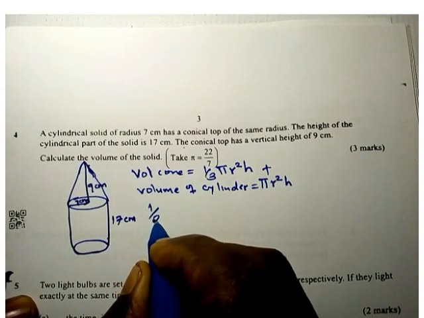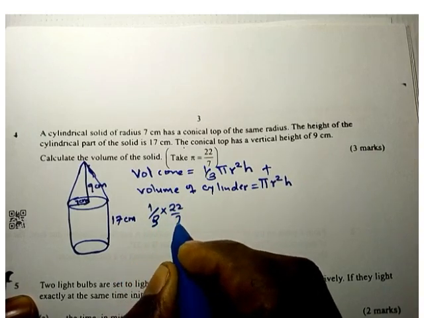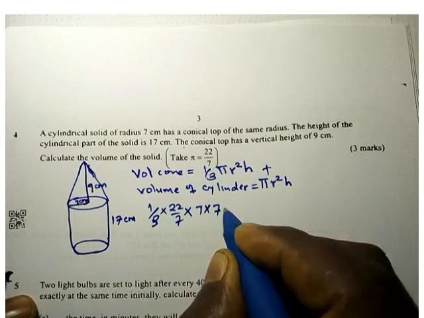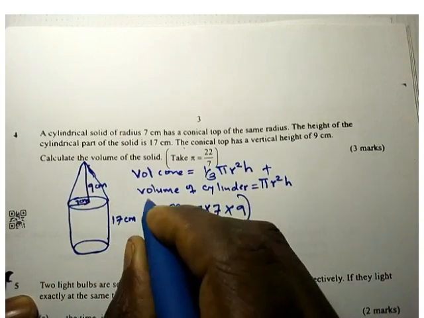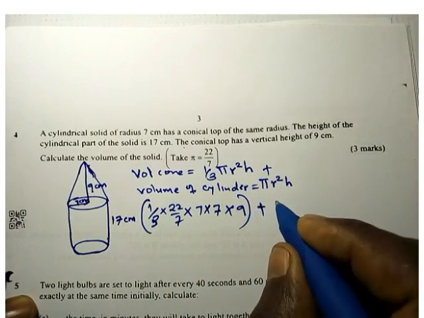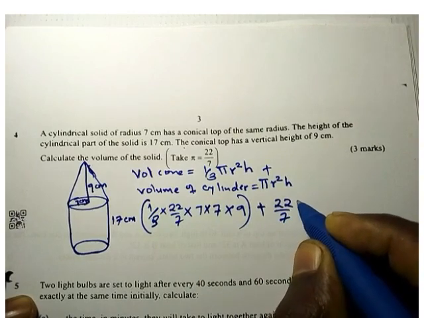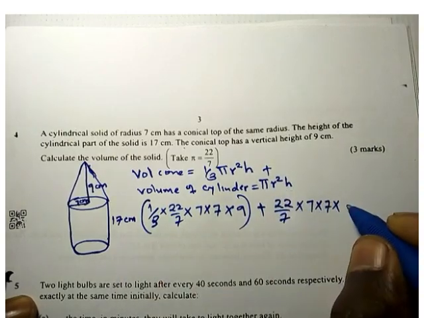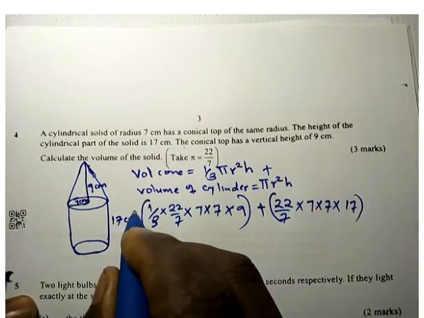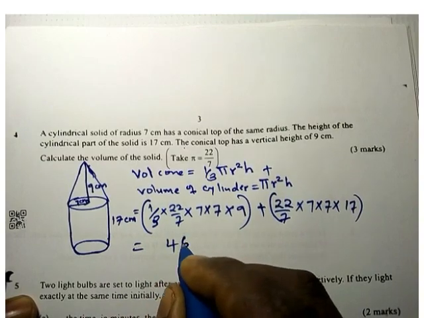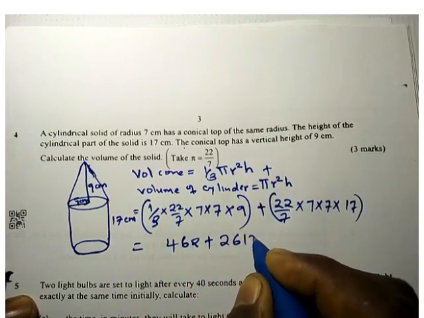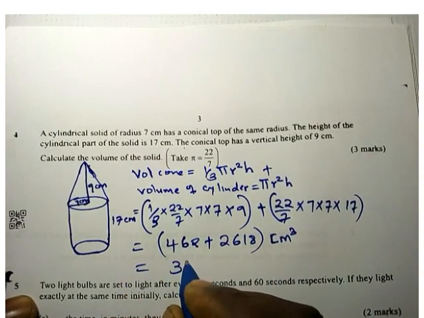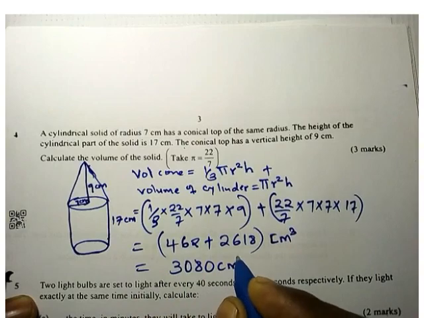So now we start with 1/3 times 22/7 times the radius. Remember they are sharing the radius, which is 7. That is 7 times 7 times the height of the cone, which is 9, plus the cylinder, which is 22/7 times the radius squared, 7 times 7 times the height, which is 17. This one gives us 462 plus 2618 centimeters cubed, and the total is 3,080 centimeters cubed.